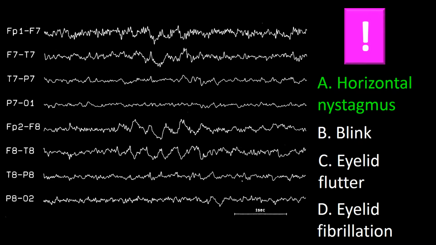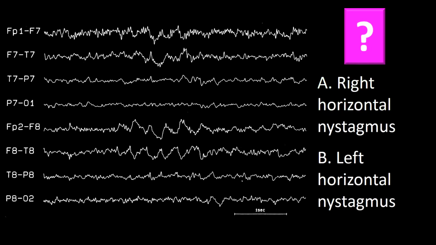The answer to this question is arrived at by elimination. The morphology of the deviations in the prefrontal leads do not look like blink, neither do they look like eyelid fluttering. And I don't think that eyelid fibrillation exists.